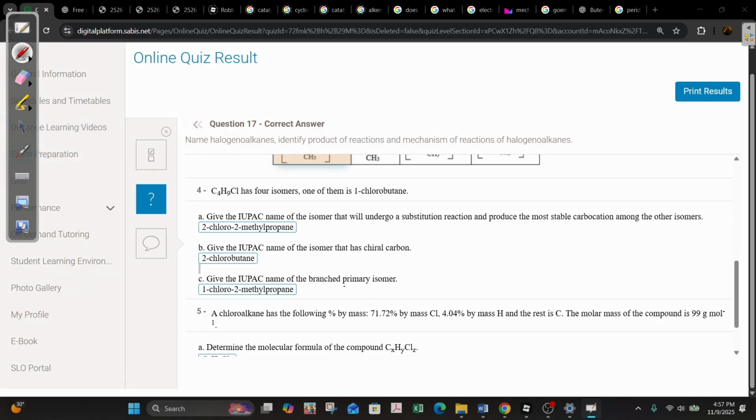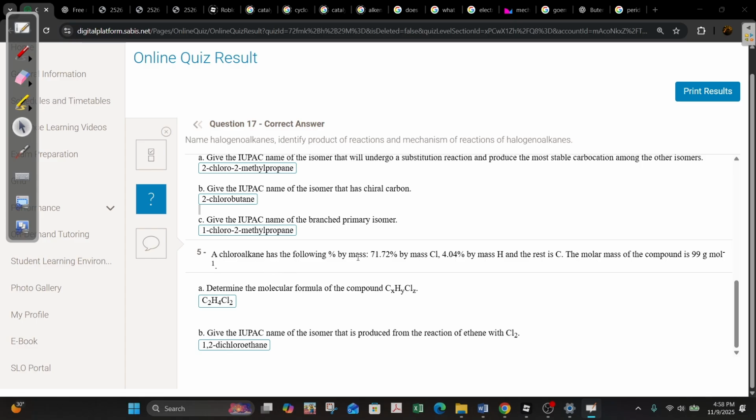Of a branched primary isomer. So they're asking for a carbocation that is primary. And after a bunch of tinkering, you will get this. Say this is hydrogen, this is hydrogen. There's only one R group here, which is going to be this. It's positive. So that's a primary. So this is the reaction. Okay, next.